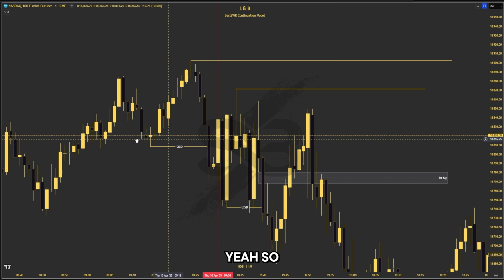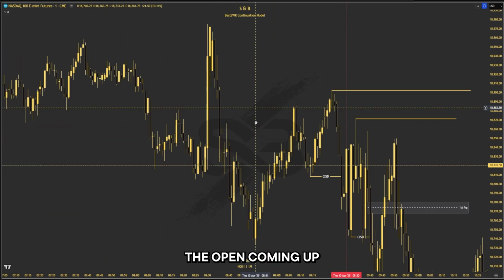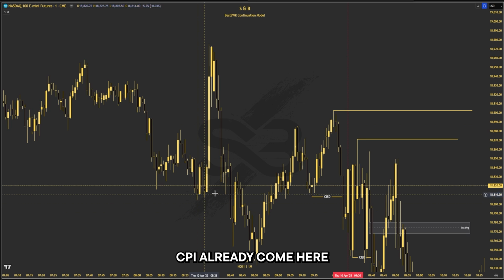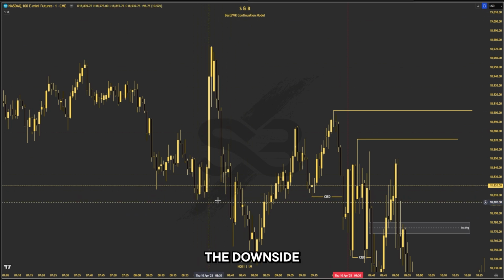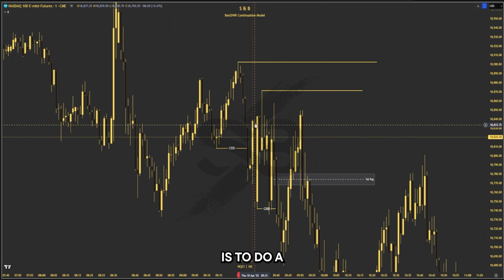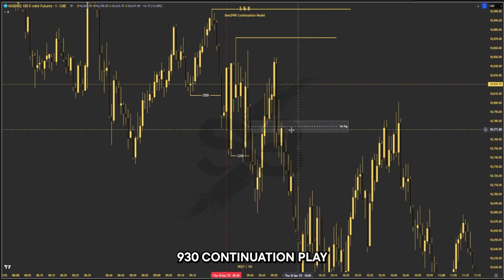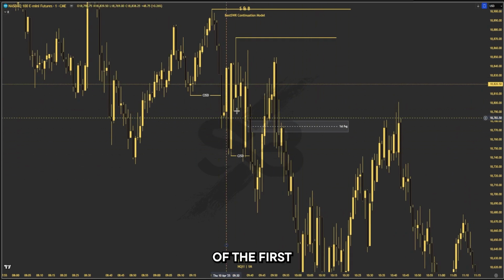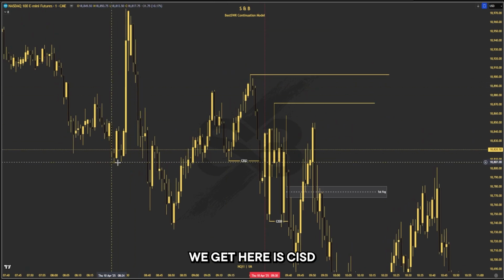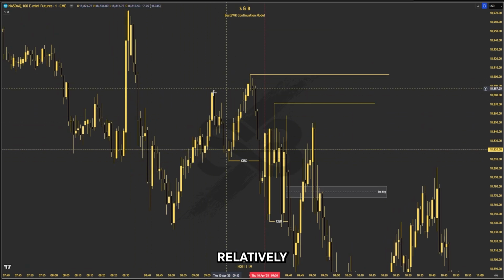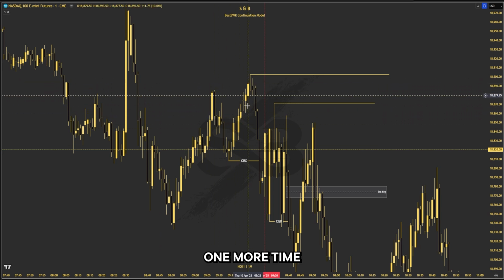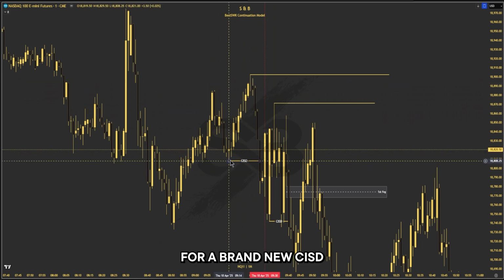So we had the open coming up. We had CPI already come here. We made a change in state of delivery to the downside after CPI was done. And so what I was really looking for is to do a 930 continuation play, preferably of the first percentage fair value gap. And so what we get here is change in state of delivery, relatively equal highs from this high to that high, being ran one more time for a brand new change in state of delivery.